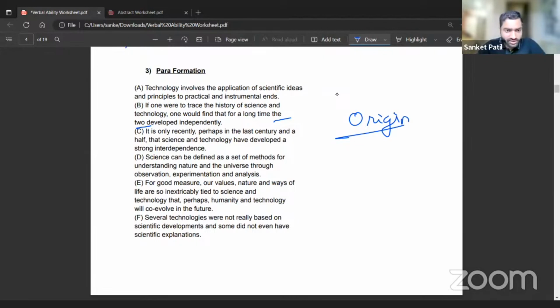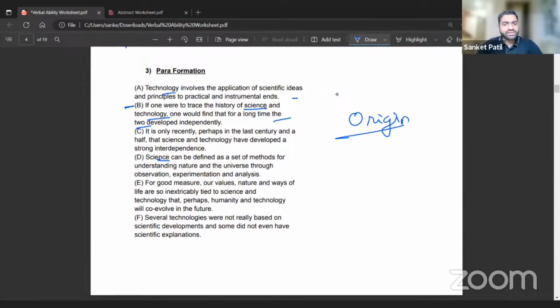By looking at that, I think I can see technology involves to practical. Okay, this is something that could be, if one were to trace, if one would find that for a long time the two content independently. Okay, this is the sentence that introduces the history of science and technology into this. Other sentences speak particularly on that topic. A sentence speaks on technology. C तो वो recently की बात कर रहा है तो वो अलग है. D it speaks particularly about science.